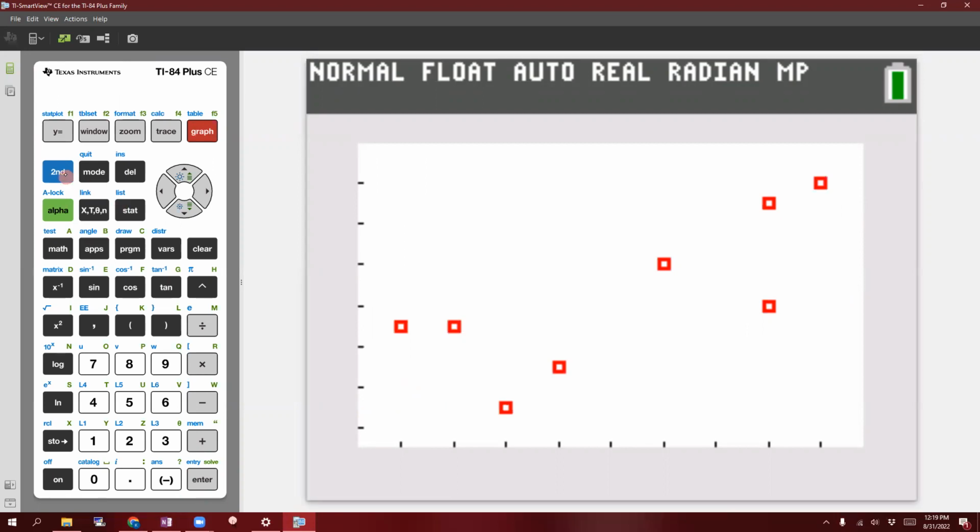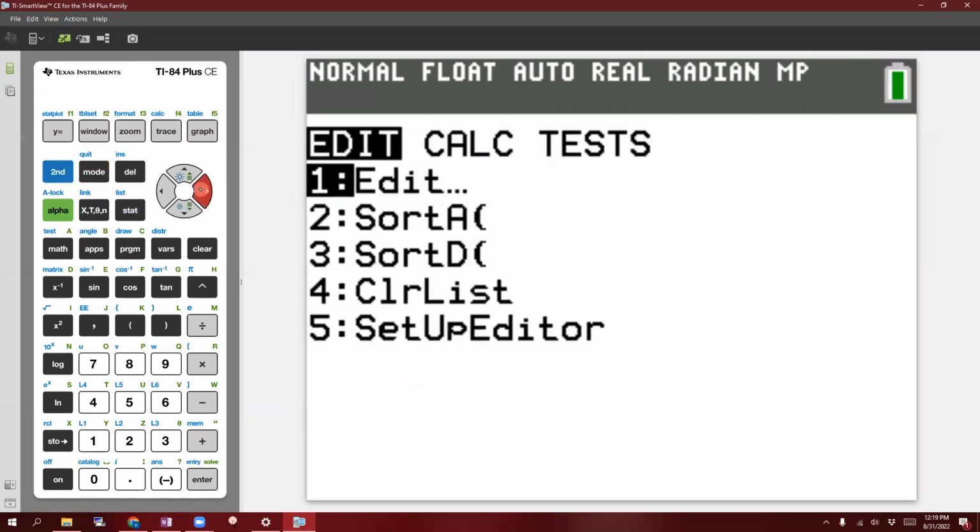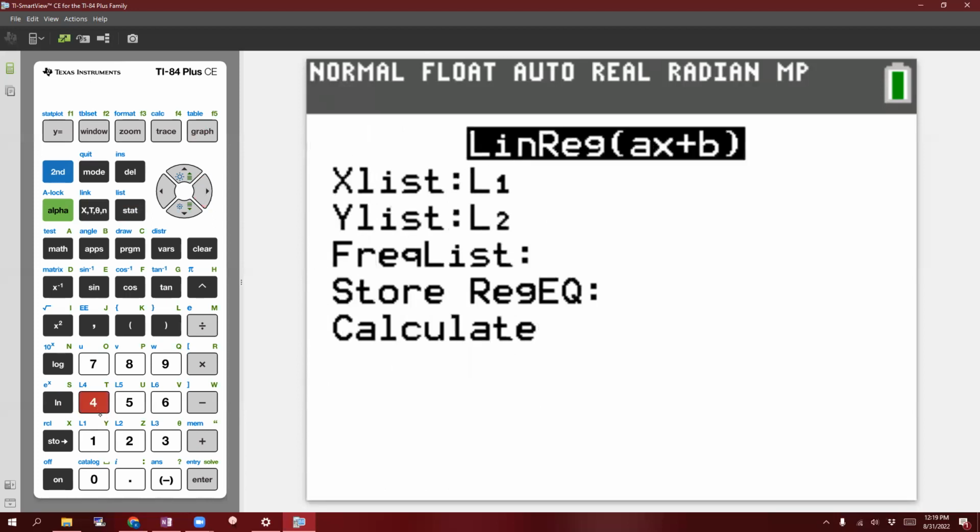So get out of this, go back to our stat calc, and we're going to go into number 4, our linear regression line. So we have our X list, we have our Y list. What I'm going to do now is come down to here where it says store, and that's regression equation. So I can choose to put that regression equation into one of the variables for my graph. And the steps for it are not super complicated, but there's a few of them. So pay attention, or you can rewind if you want to do this.